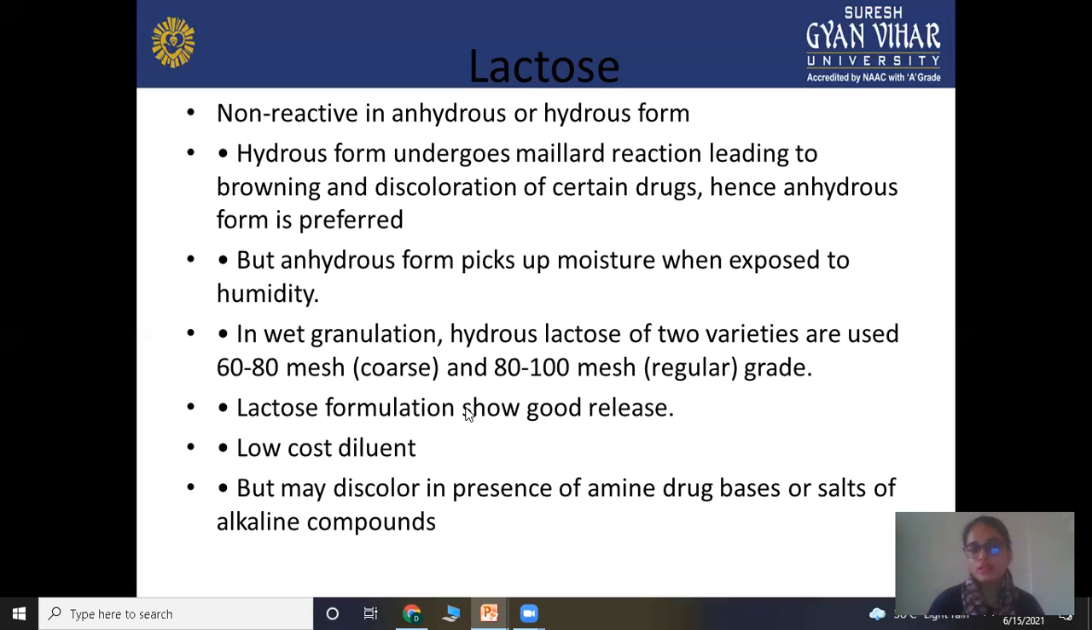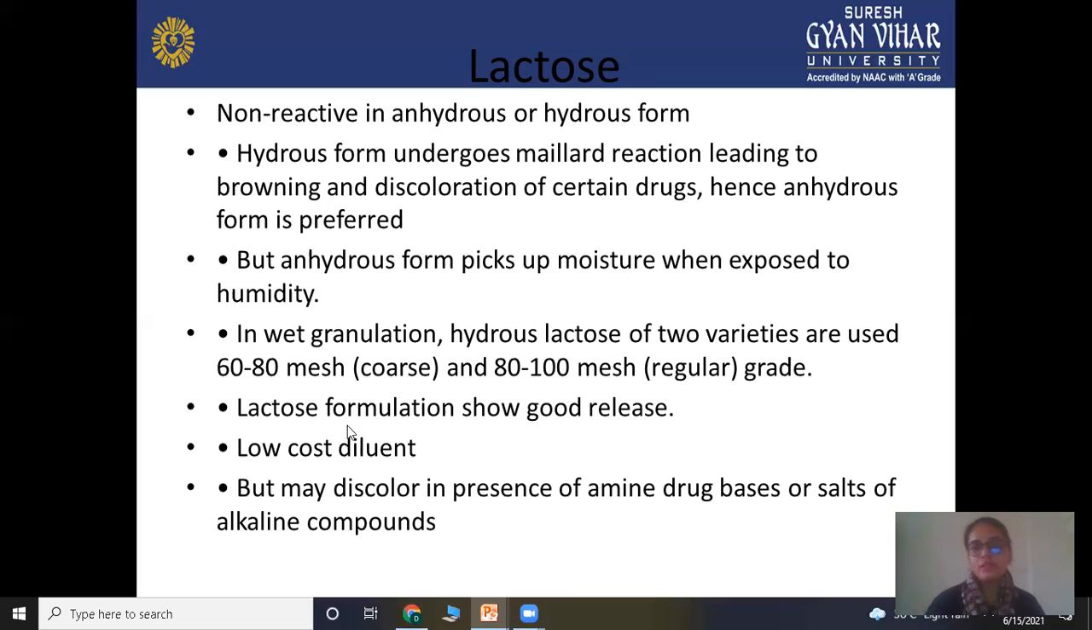But the hydrous form shows certain decoloration or browning of the drug, or changing of your formulation. And this hydrous form is mainly used for the wet granulation method. And this is available in two grades, that is 60 to 80 mesh coarse, and 80 to 100 mesh, that is regular grade. And this shows a good release process when you use it in a tablet. And the cost of this lubricant, or lactose, is not too high. It's available at a very low cost.